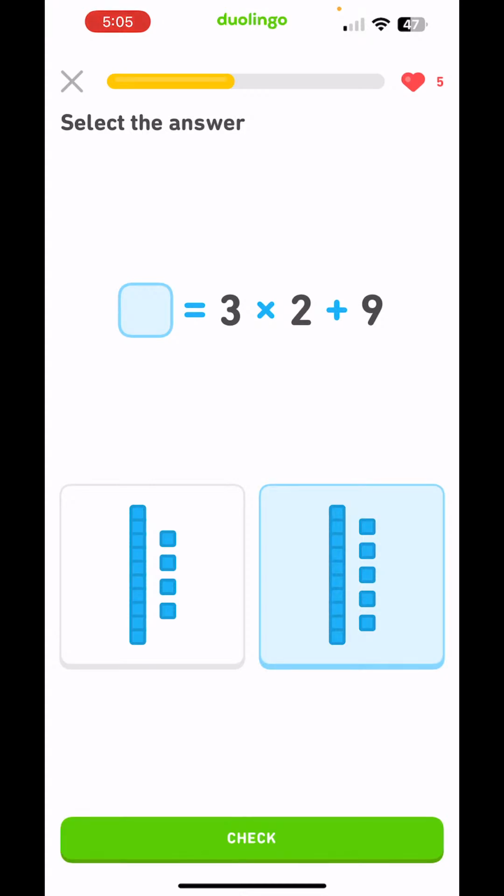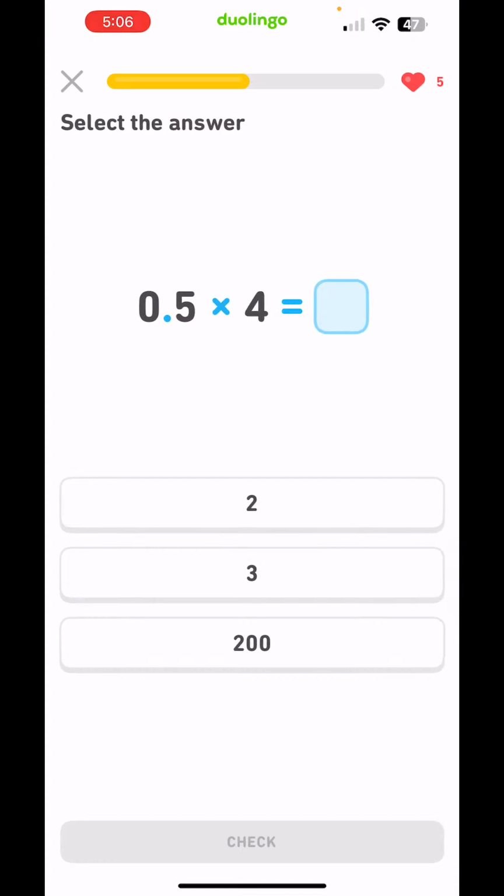Oh, PEMDAS. Parentheses, exponents, multiply, divide, add, subtract. Yes, that is correct. I do remember PEMDAS from elementary school. I wonder who came up with that. Like, who said you have to do math in that order? I don't know. Food for thought.